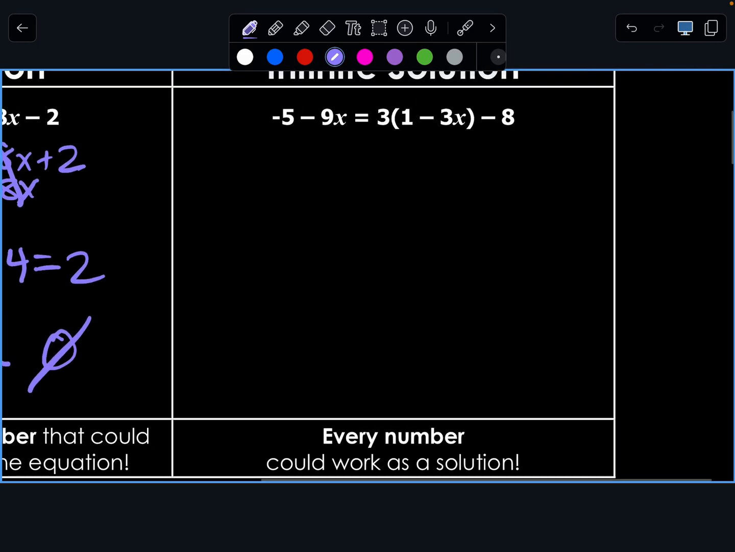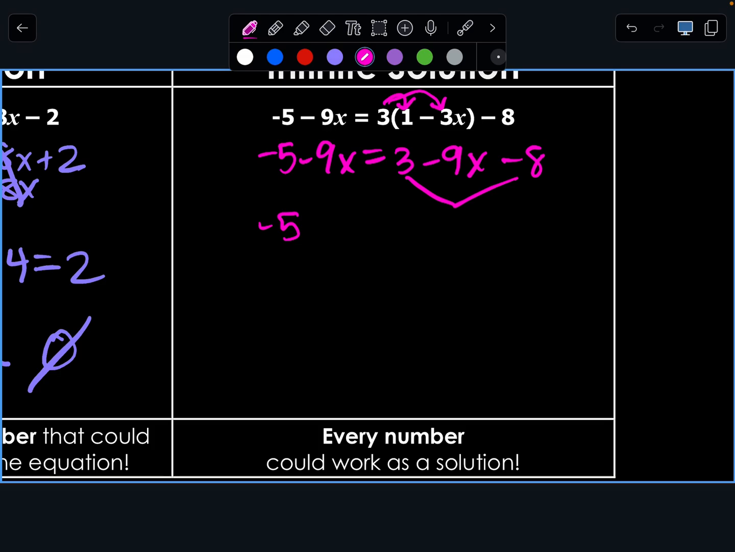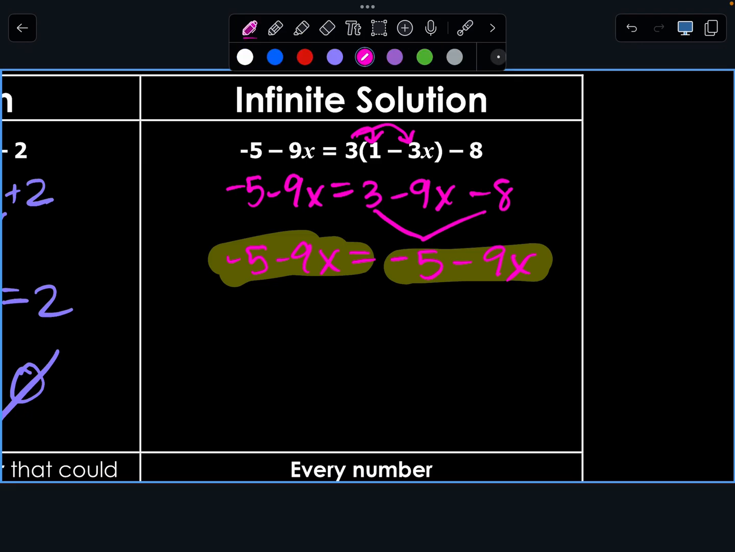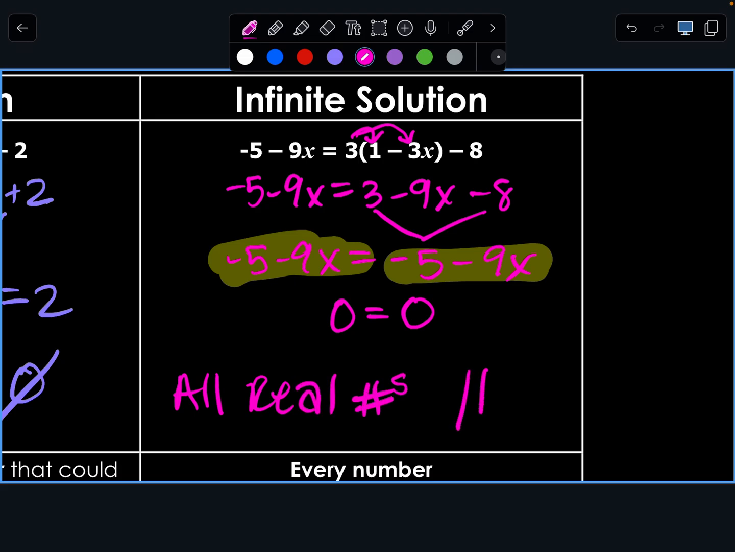On the other hand, let's do this side. So negative 5 minus 9x equals 3 minus 9x. Combine my 3 and negative 8, and what do I get? Negative 5. Negative 5 minus 9x. Now we can see here that these two match, right? If I were to add the 5 to one side, add the 9 to one side, I would get 0 equals 0. But you can stop when they match like this, because this means all real numbers, or you can write it like so.